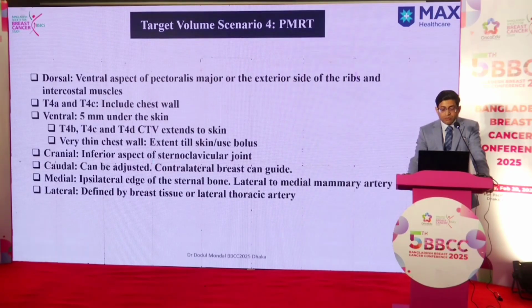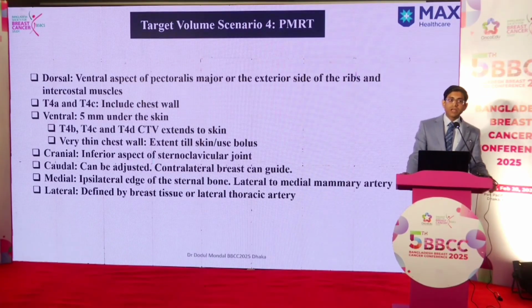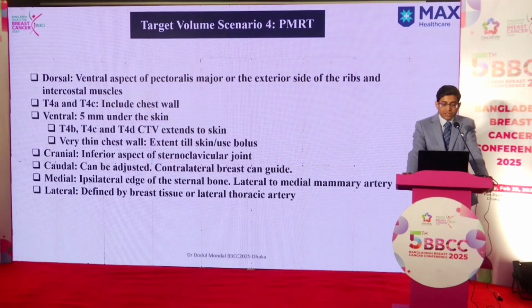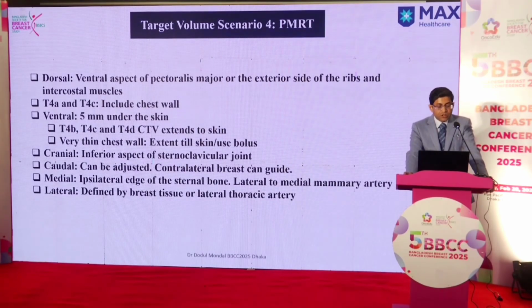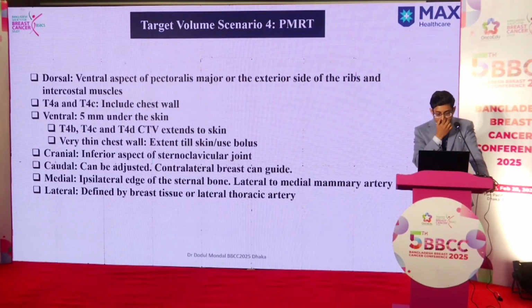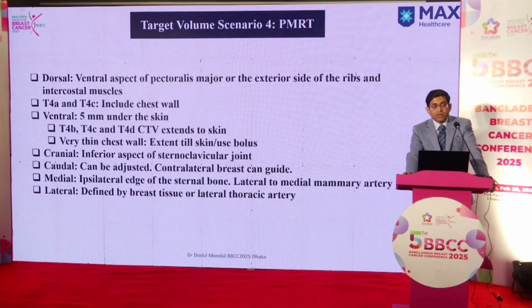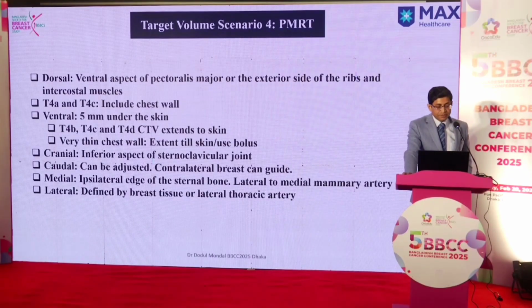Now, what do we do when we treat with post-mastectomy radiation? Here the breast is not there and our target is the remaining residual chest wall. Again, the dorsal border remains at the ventral aspect of pectoralis major or the exterior side of the rib, similar to whole breast. For T4A and T4C, that means when the skin is involved or the chest wall is involved, we include the entire chest wall. We exclude the ribs, but we include the pectoralis muscles whenever it is T4A or T4C, and also in case of T4D, we include the entire skin.